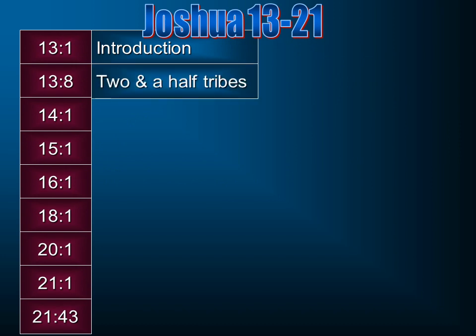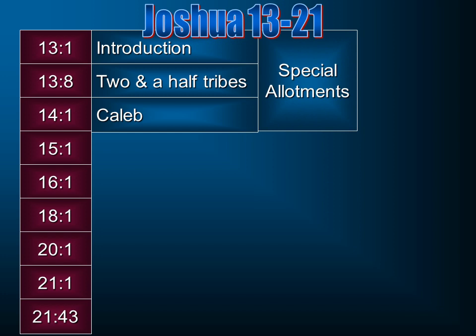And then our attention will first go back across the river to the eastern side of the Jordan, where we have the tribes of Reuben, Gad, and half a tribe of Manasseh, and they're given their inheritance. These are all special allotments. In chapter 14 we have allotments given to Caleb, and these three areas comprise our special allotments.